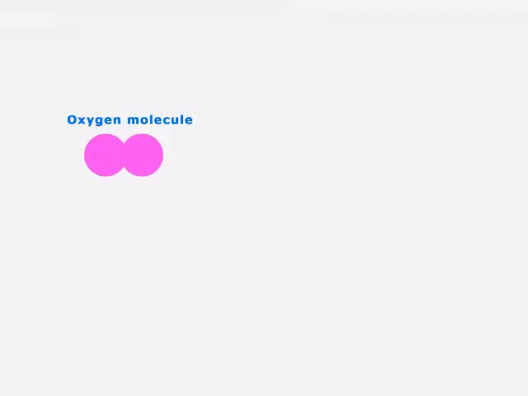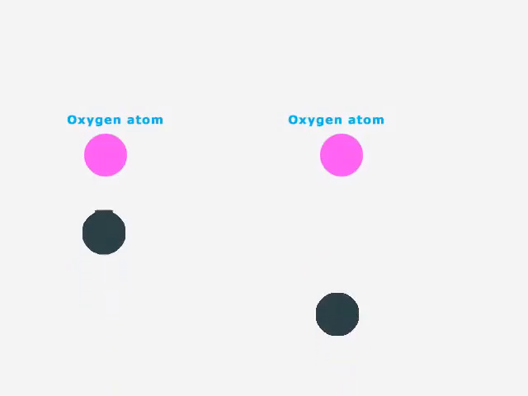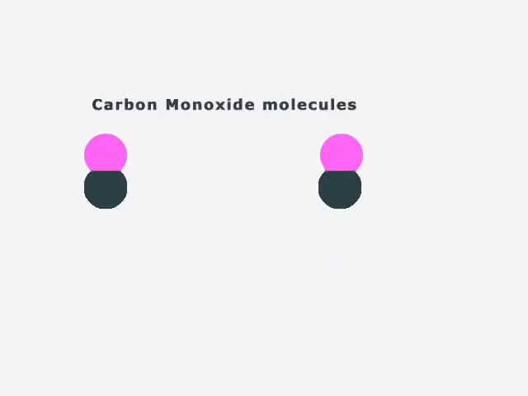A stream of air passes through a closed bucket of hot coals. The heat makes the oxygen molecules break into individual oxygen atoms. Carbon atoms from the hot coals then bond with the oxygen atoms to make carbon monoxide gas. And carbon monoxide gas in high concentrations is flammable.